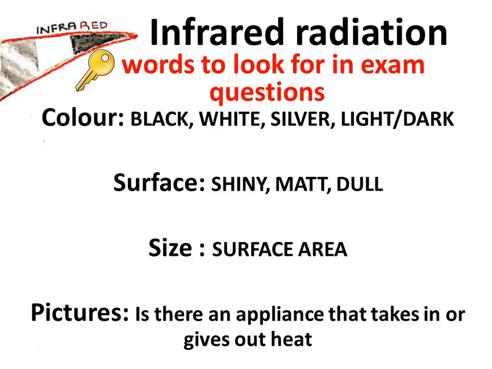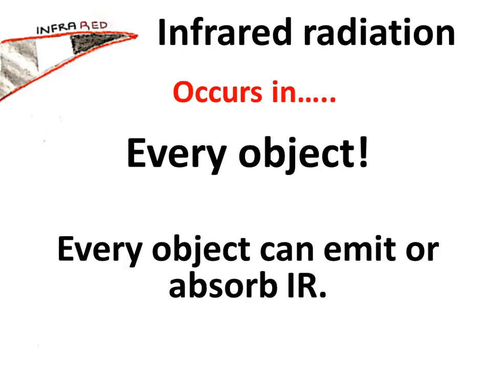The first one I'm going to go through is infrared radiation. In exam questions, the key words you should look for are these. So if they're talking about a colour, so if it's black, white, silver, if they're saying light or dark, it's hinting towards it being an infrared radiation question. If they're talking about a surface being shiny, matte or dull, if they're talking about the size of an object, be it the surface area, if in the pictures there's an appliance and it's designed to either give out heat or take in heat, then it could also be hinting towards infrared radiation. So there are things you should be looking out for to decide, is this question about infrared radiation?